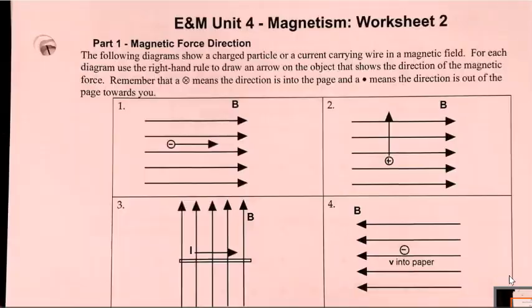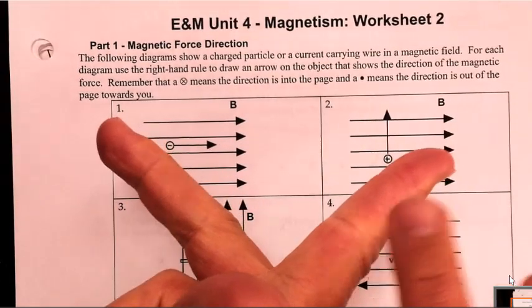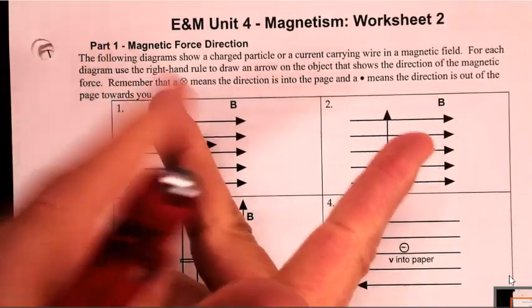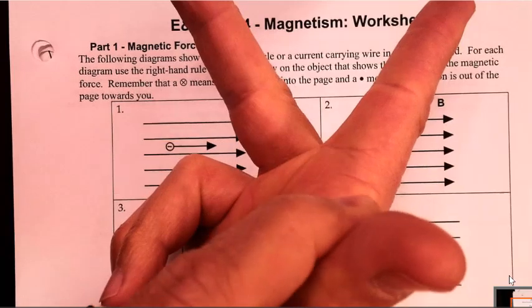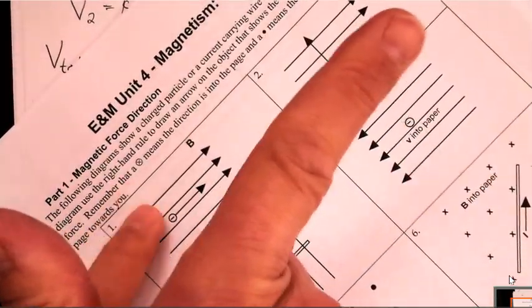Okay, let's do this. So right-hand rule. Direction of current, again, is your finger, your pointer. Direction of magnetic field is your middle finger. And then your thumb is the direction of the force. And so the current is to the right.